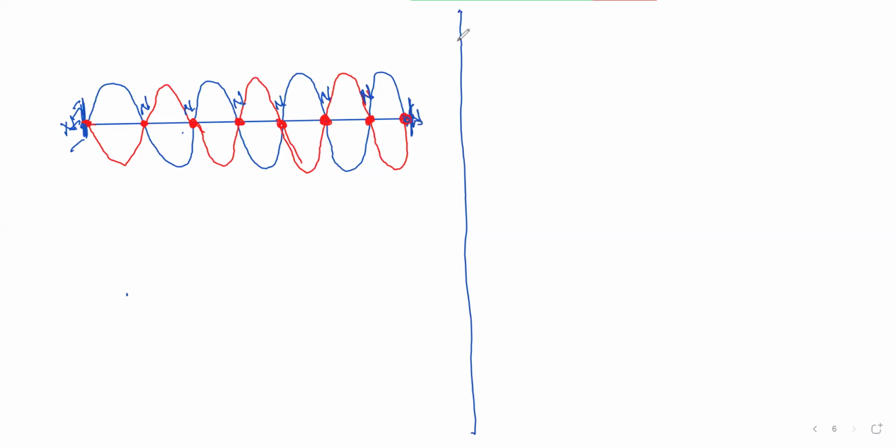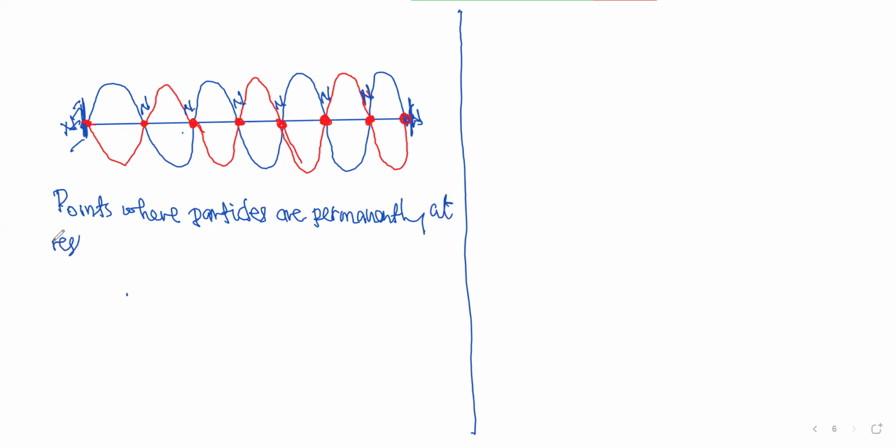Nodes can always be seen at the boundary. So points where particles are permanently at rest are known as nodes. N-O-D-E-S, nodes, capital N.